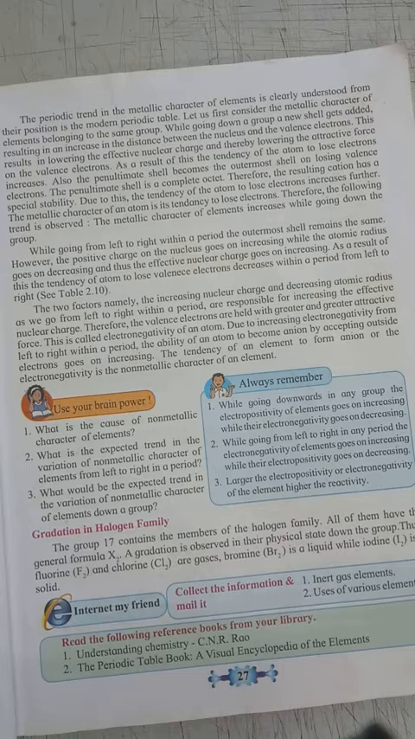All the halogens have the same chemical properties, but there is a gradation from top to bottom. Fluorine and chlorine are gases, bromine is a liquid, while iodine is a solid. All are halogens, but fluorine and chlorine are gases, bromine is liquid, and iodine is solid.